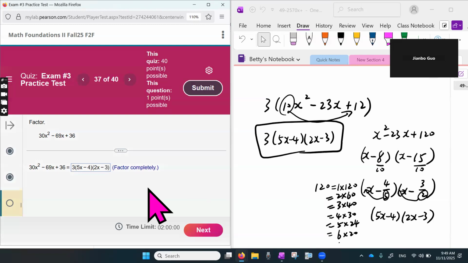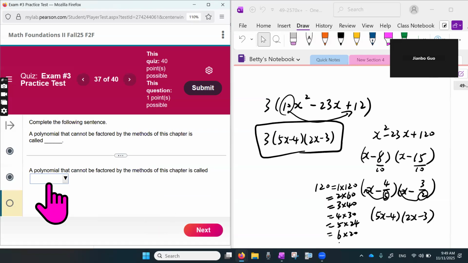Question number 37. A polynomial that cannot be factored by the methods of this chapter is called prime. Okay, called a prime. This sentence is not very strict. At least it needs to mention a rational number set. We're actually factoring in a rational number set. If the polynomial is not factorable in a rational number set, we say it's a prime, but only prime in a rational number set.